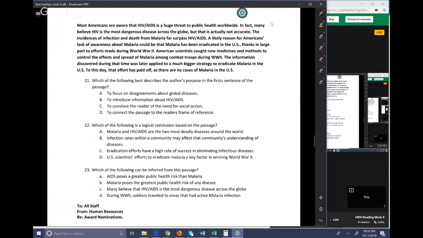And then they mention that the reason maybe people don't realize the threat of malaria is that it's eradicated in the US, and we're talking about people who live here and what they think.